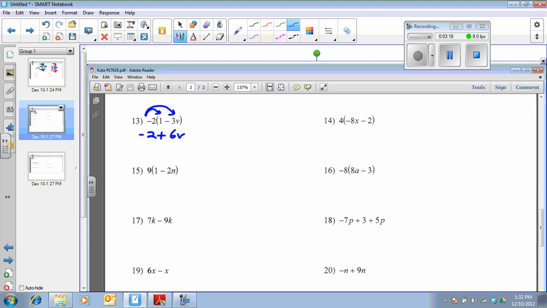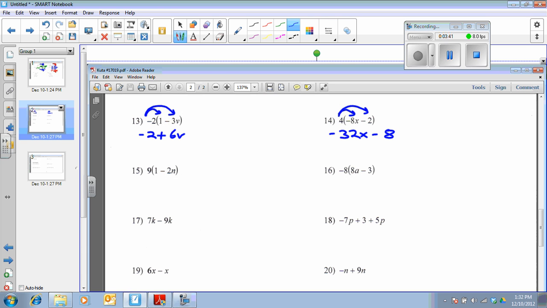They're not like terms. For problem number 14, remember, anything next to parentheses means multiply. So positive 4 times a negative 8x becomes a negative 32x. And then a positive 4 times a negative 2, that would be a negative 8. And once again, I cannot combine those two terms. They're not like terms.